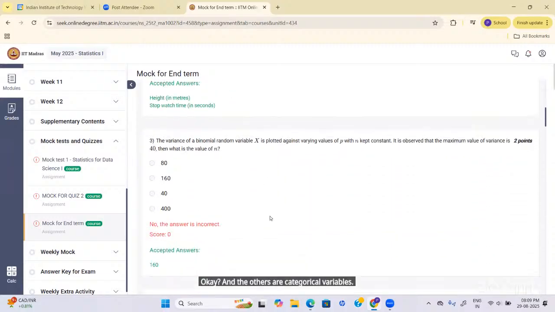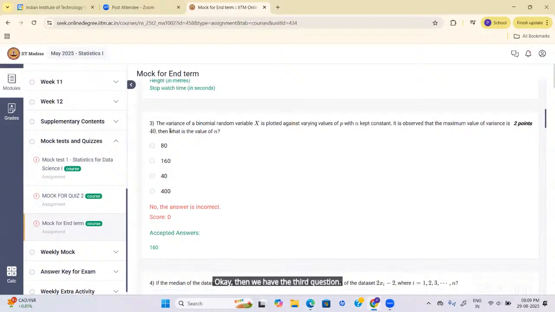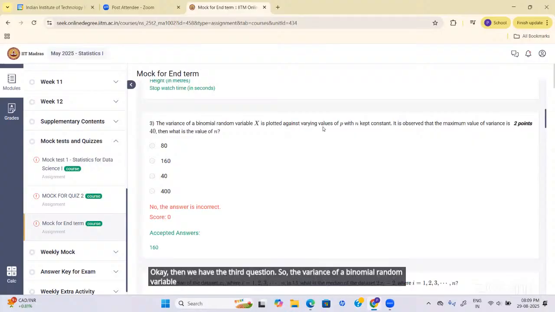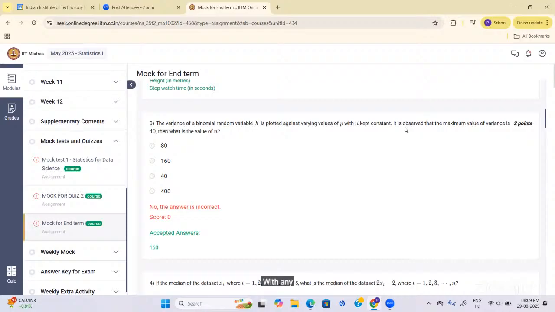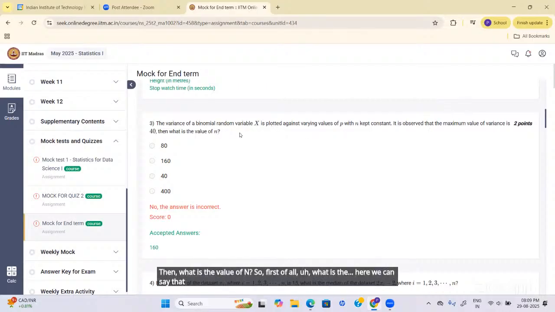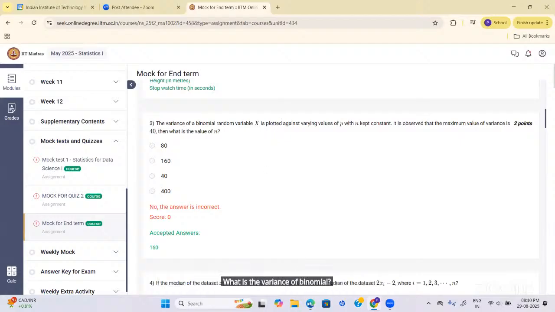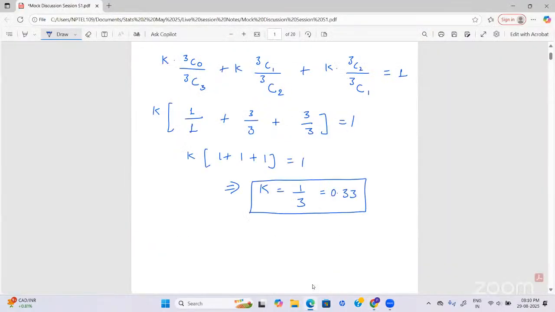Okay, then we have the third question. So the variance of a binomial random variable x is plotted against varying values of p with n kept constant. It is observed that the maximum value of variance is 40. Then what is the value of n? So first of all, here we can say that x is following binomial distribution. So what is the variance of binomial? npq, so n p times 1 minus p.